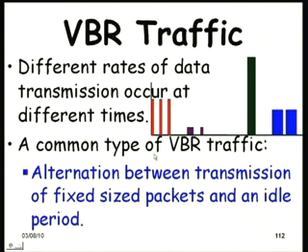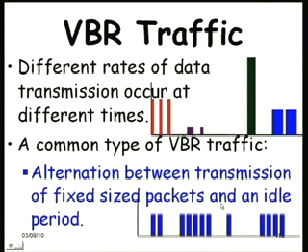The common type of VBR traffic encountered in a network is on-off traffic, where fixed size packets are generated or nothing is generated. So for some time there will be no data to transmit, it will be an idle period, and sometimes the data generated by the source is of constant size. This is the example where the data generated by the source is constant, but they arrive very randomly.